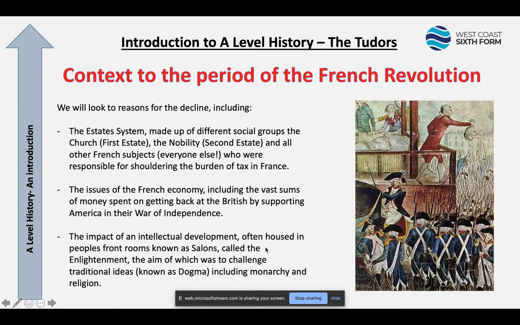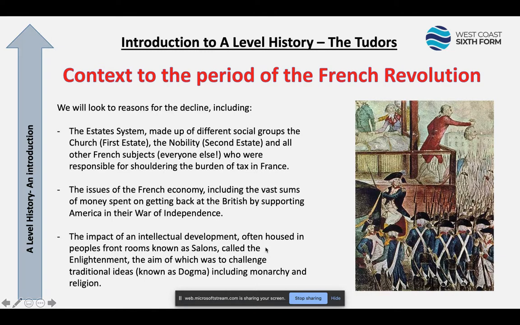We will look at a whole range of reasons for the decline, and these include things like the estate system, which was basically how France was organized, made up of different social groups. We had the first estate, which was made up of the church, the second estate, the nobility, and the third estate, which was effectively everyone else. And this third estate was burdened with tax in France. The church and the nobility didn't have to pay tax, whereas everyone else did, despite the fact they were probably the ones with most of the money.